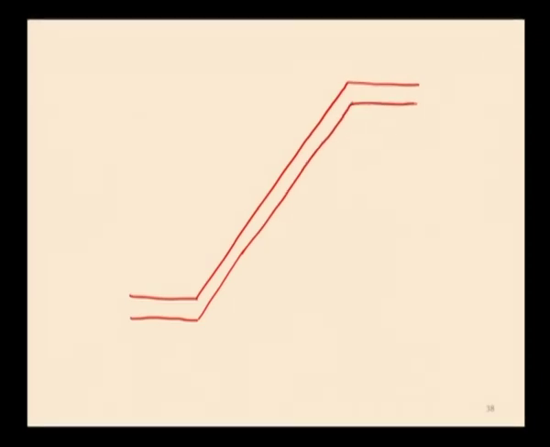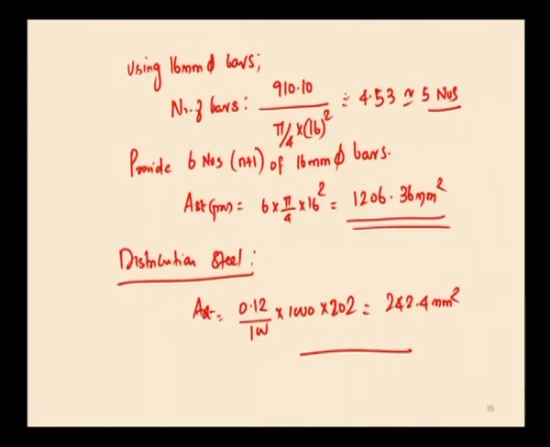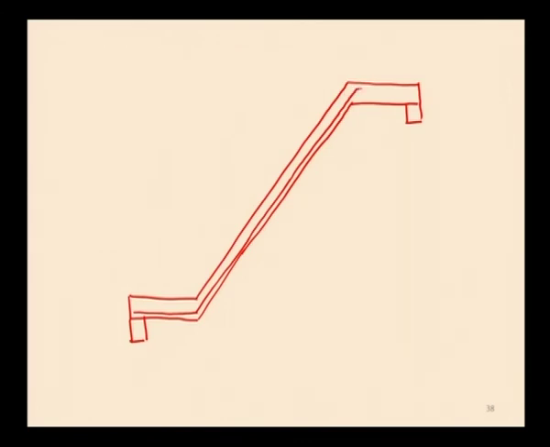Now, I need to draw the reinforcement required for one flight of the dog-legged staircase. Here the main reinforcement is normally provided at the bottom. This is 6 numbers of 16 mm diameter bar, and here the bottom reinforcement has to be extended into the base slab at the top. So, this length must be equal to the development length of the reinforcement.